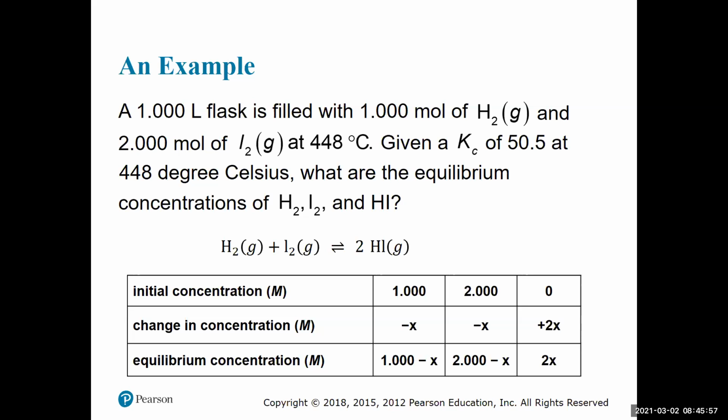So then to get our equilibrium concentrations, it would simply be the initial, and then we're losing X in each of the reactants. So we get 1.0 minus X and 2.0 minus X. And then the equilibrium concentration for the product, the HI, would be 2X. So before, when we did this type of table, we had a lot of numbers in there, so the math was a little more straightforward.